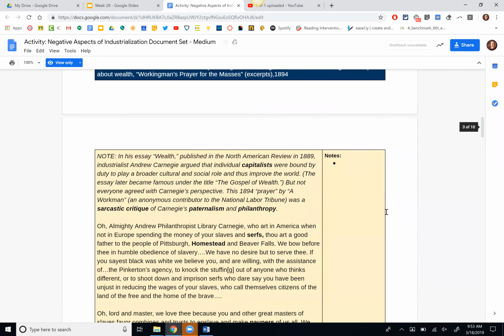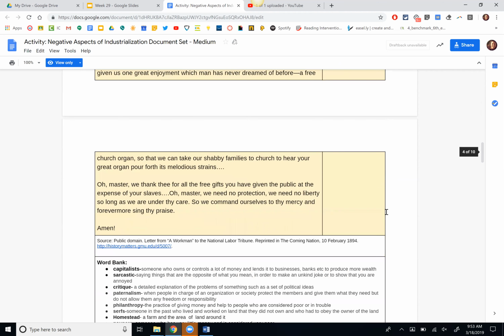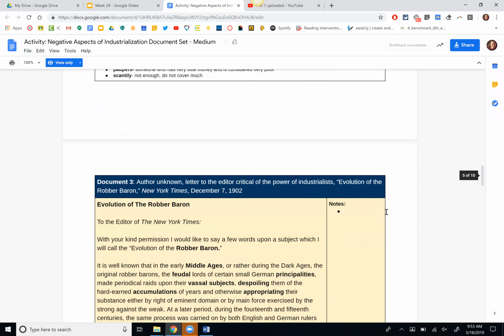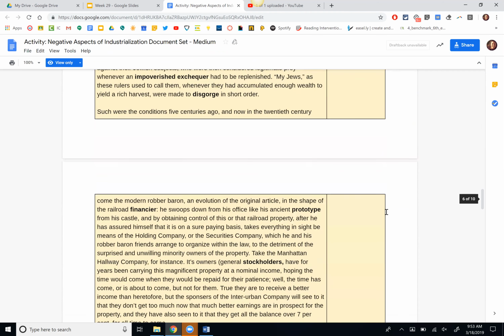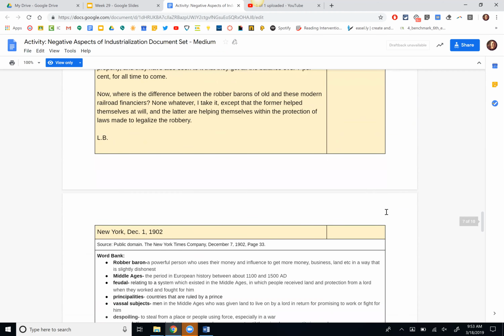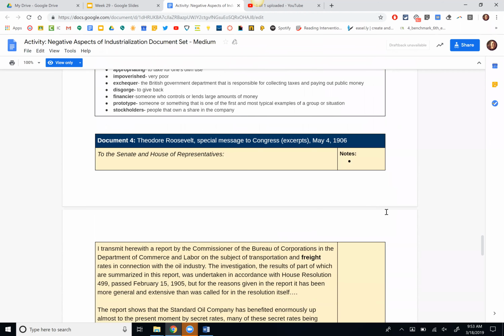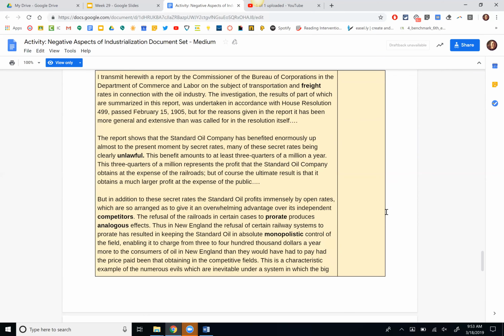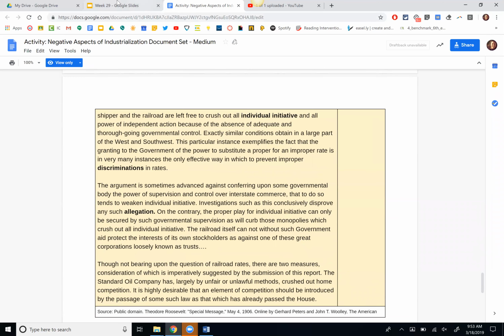So then there's different types of articles and documents. Make sure that you're referring to at least 2 of these to find your evidence, because you need to find at least 2 negative aspects of industrialization. So again, what were the problems of industrialization? And this is the document you're going to refer to.